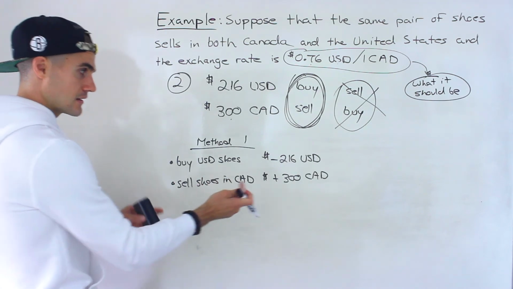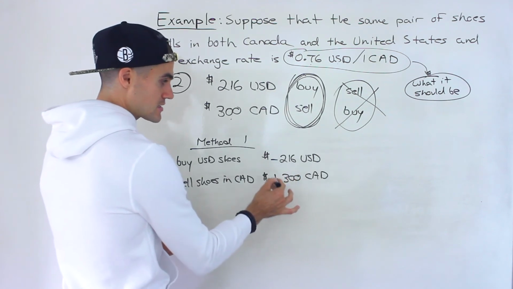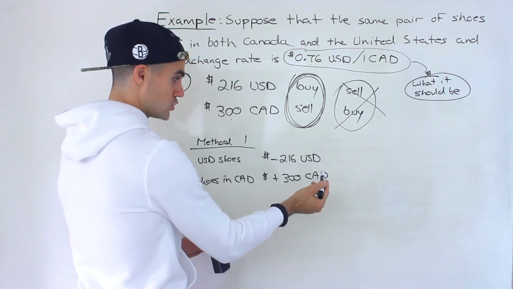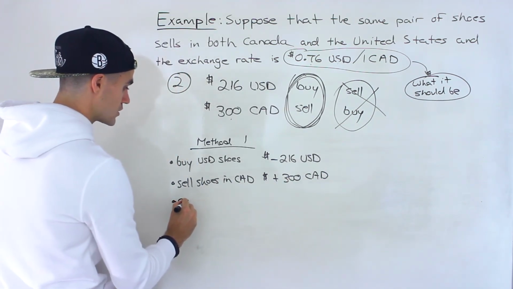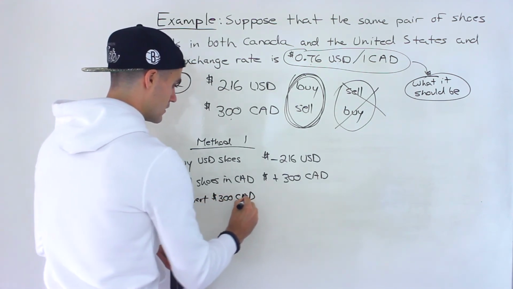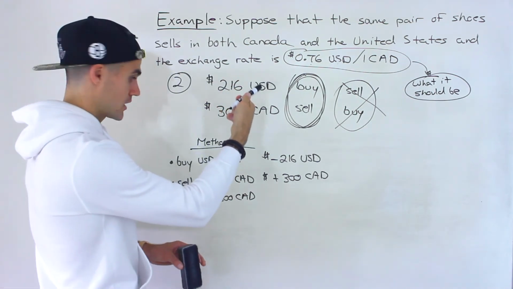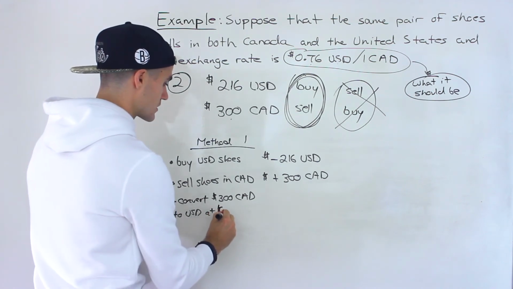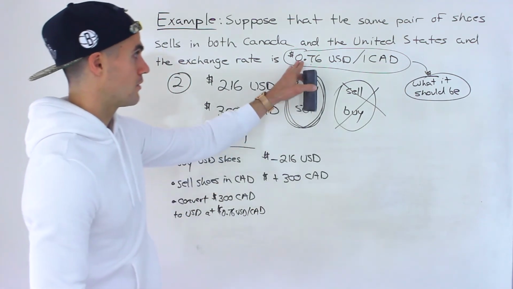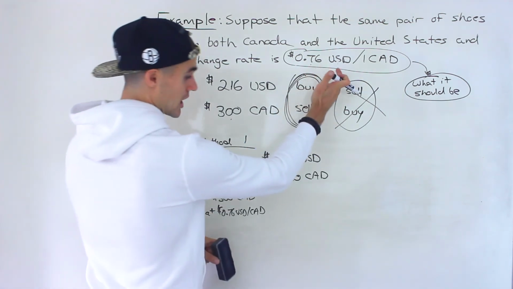And so to get everything in line, what you would want to do is take this 300 Canadian dollars that you received and convert it to USD. So we're going to convert 300 CAD to USD at the market exchange rate of 0.76 USD per CAD. This is like what the banks are giving you, for example.